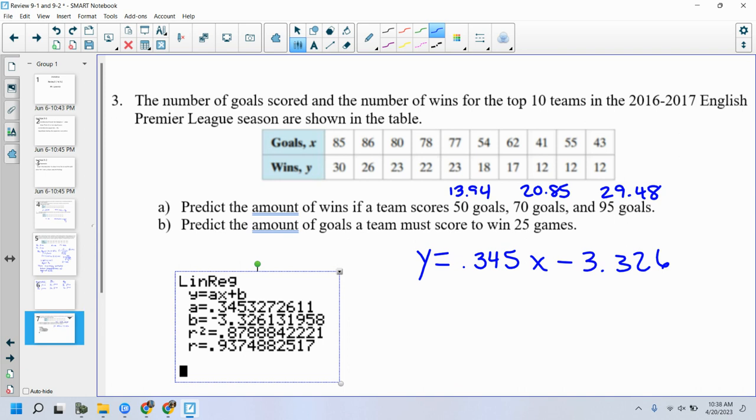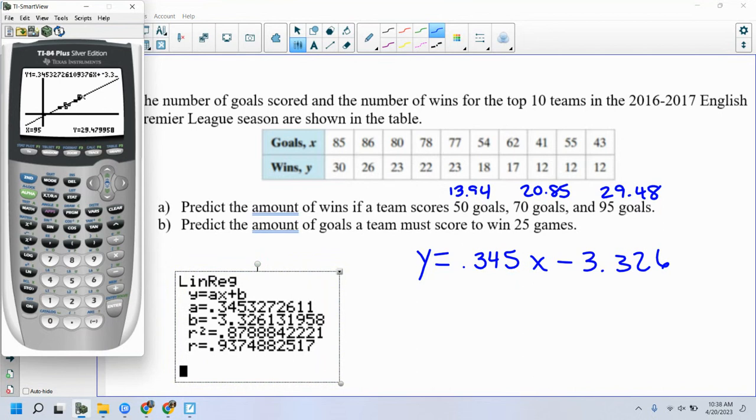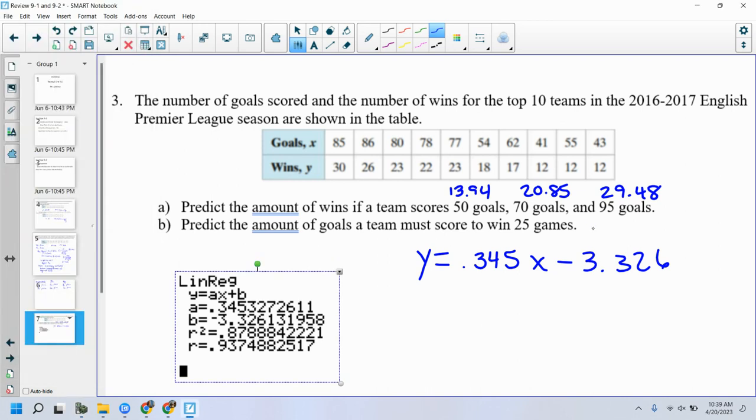Predict the amount of goals a team must score to win 25 games. Okay, so that's a y value, correct? Correct. So I just go in and I hit y equals 25 because I want to know 25 wins. Okay, I'm going to graph that again, and I need to find the intersection. Second calculate, intersection, choice 5. And then it's going to ask me first curve, second curve, and a guess. Enter, enter, enter. 82.03 goals.